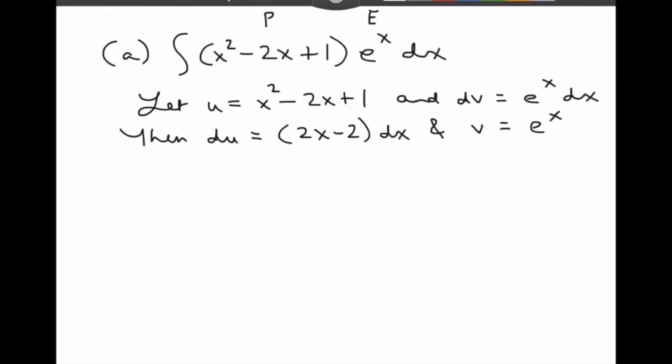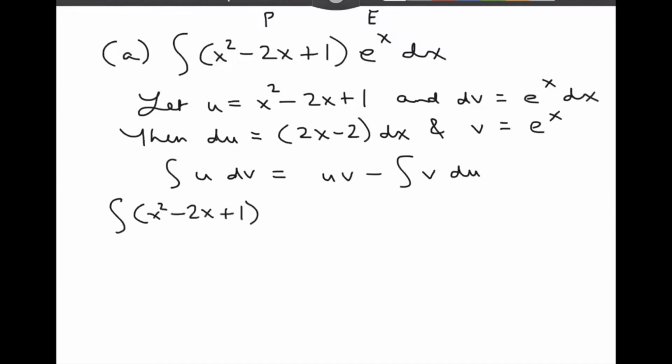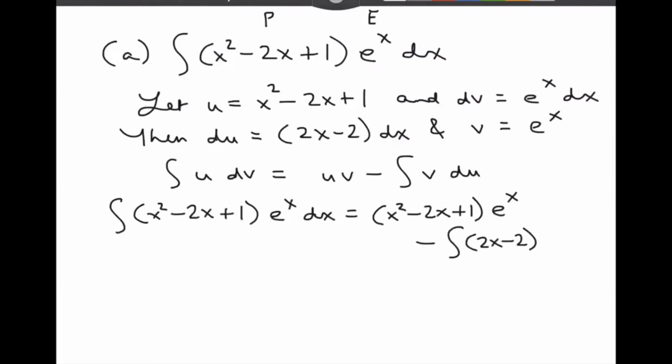So, according to the integration by parts formula, you'll notice I write it out every single time because I think it's easy to accidentally put the pieces in the wrong places. The integral of x squared minus 2x plus 1 times e to the x dx is equal to x squared minus 2x plus 1 times e to the x minus the integral of 2x minus 2 times e to the x dx.